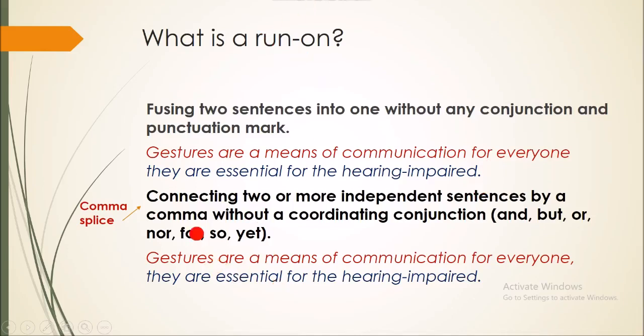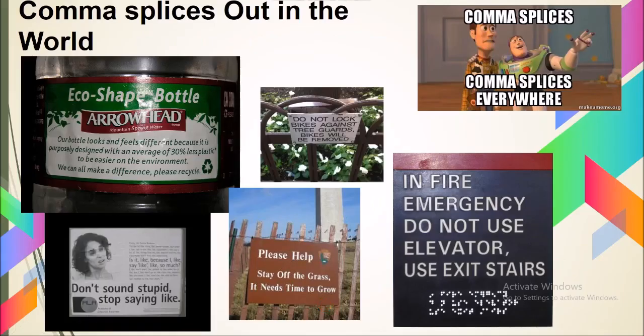How can we fix the problem here? We use something called a comma splice, without using a coordinating conjunction such as and, but, or, nor, for, so, and yet. Here is the fixing of the first sentence. Gestures are a means of communication for everyone, comma, they are essential for the hearing impaired. That is a comma splice.